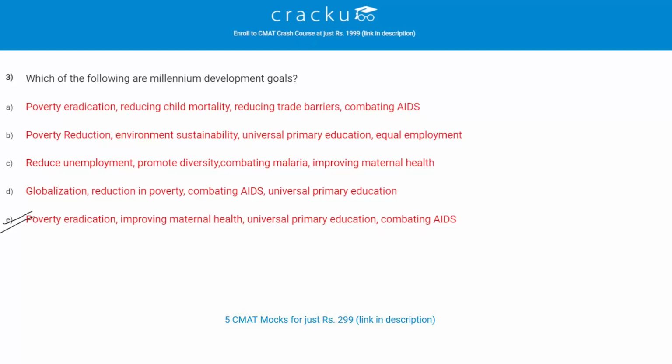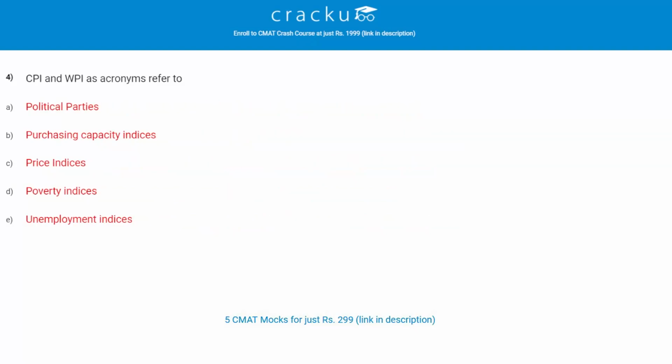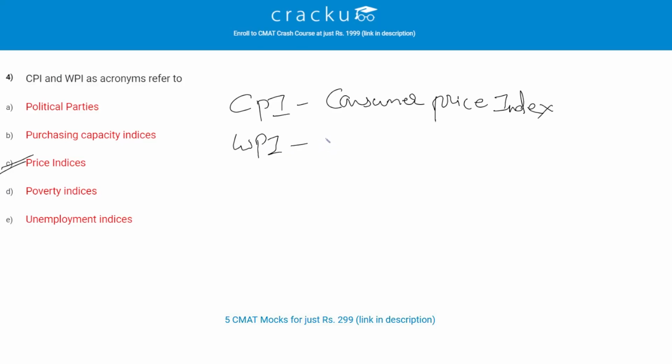Let's check the another question. CPI and WPI as acronyms refer to? The correct answer is C, price indices. CPI stands for consumer price index, and WPI is for wholesale price index.